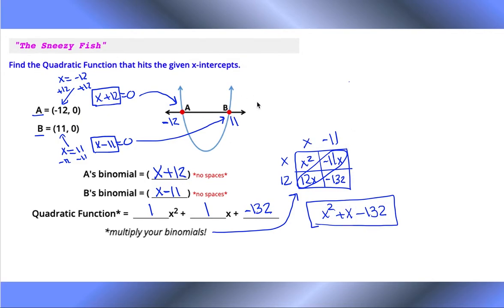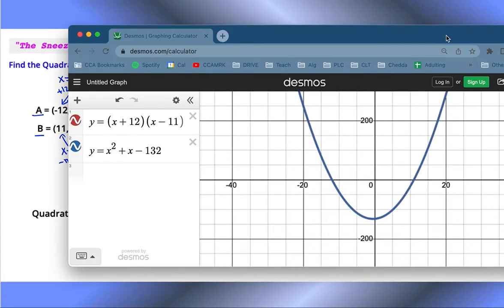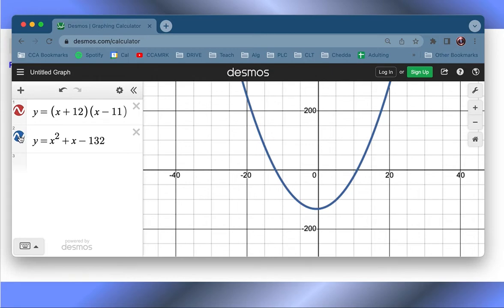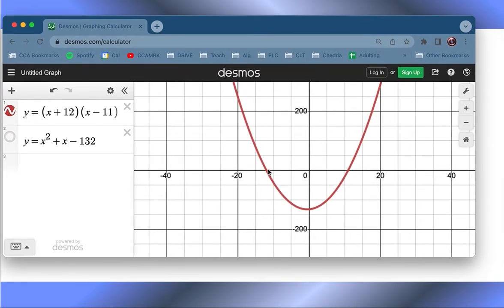Still don't really understand what's going on? Don't worry, I've got a Desmos graph ready to go. Take a look. Okay, so here is the original x plus 12, x minus 11 graph. As you can see here, there's the -12, and there's the +11. So again, see the opposite. Look at that, plus 12, you hit -12. Minus 11, you hit +11.